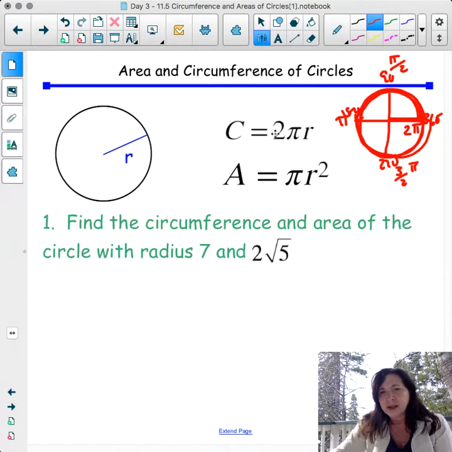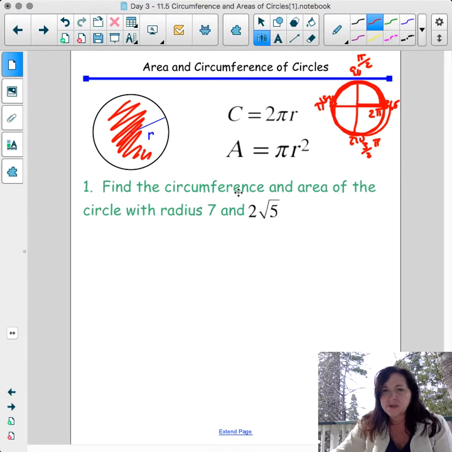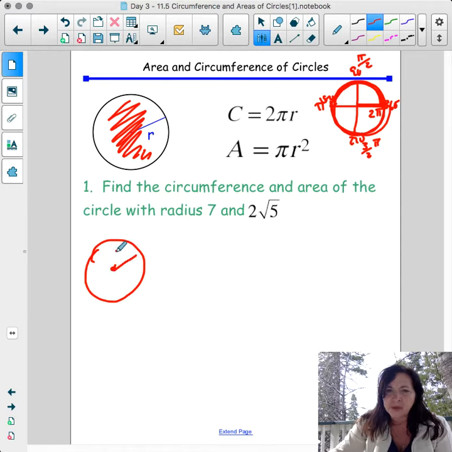The area, which is always the space inside of the shape, is going to be pi r squared. For this problem, it says to find the circumference and area of the circle that has a radius of 7. So we have our circle with our radius of 7. To find the circumference, we're going to go 2 times pi times my radius, which is 7. And so this is going to be equal to 14 pi.